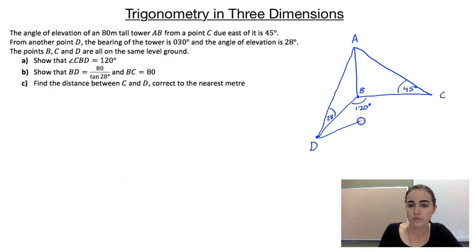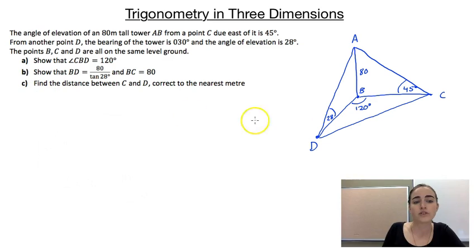So I'm going to draw my line in there. The other piece of information that we have is that AB, our tower, is 80 metres tall. All right, so part B asks us to show that BD equals this and BC equals 80. So to solve those, I'm going to do it as two separate things, and we're looking at two separate triangles. So to find BD, I'm going to draw up this triangle here.